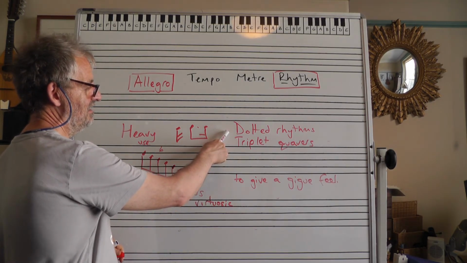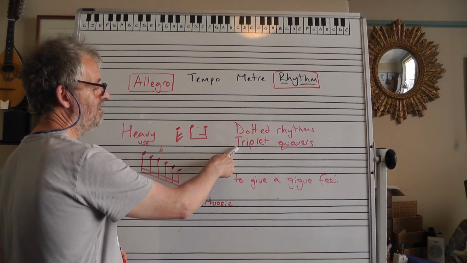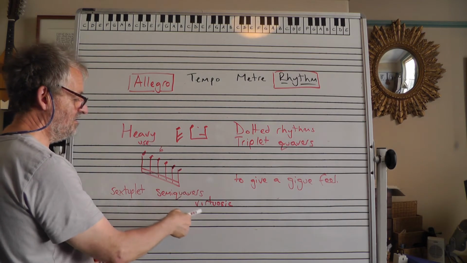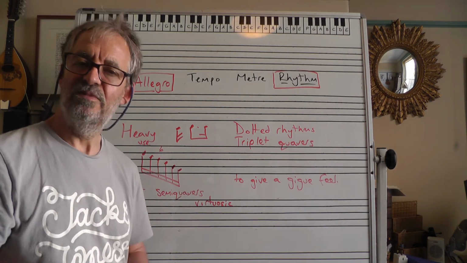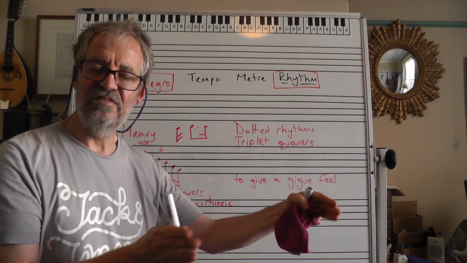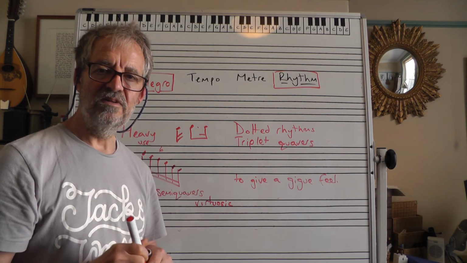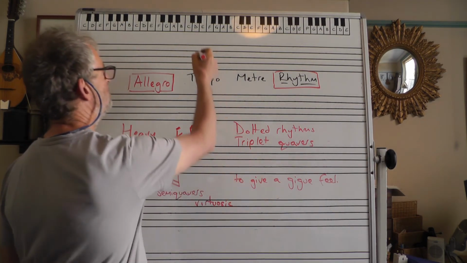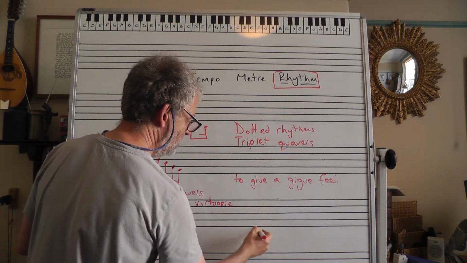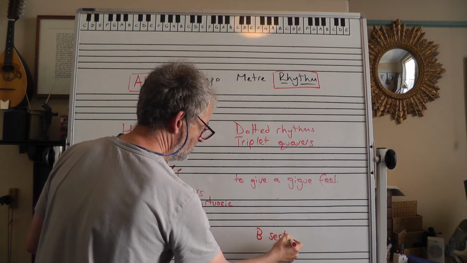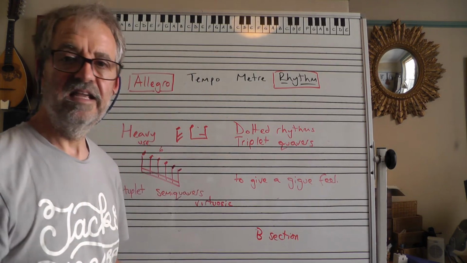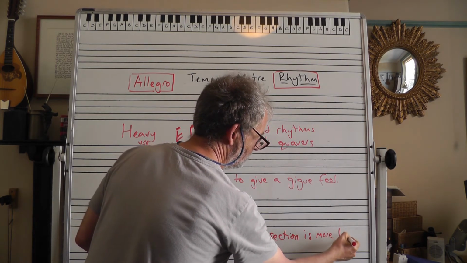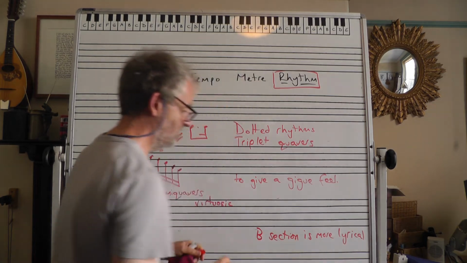We've got dotted rhythms in the opening, ba-dum-bum, triplet quavers, ba-da-da-da-da-dum. We've already looked at tempo and meter. We've got sextuplet semiquavers. Is there anything else? Well, we've looked at the long passage of the same type of note value, and there's one more that I would like to pick out, and that is the fact that the B section is more lyrical. Well, that's not a rhythm term, is it?